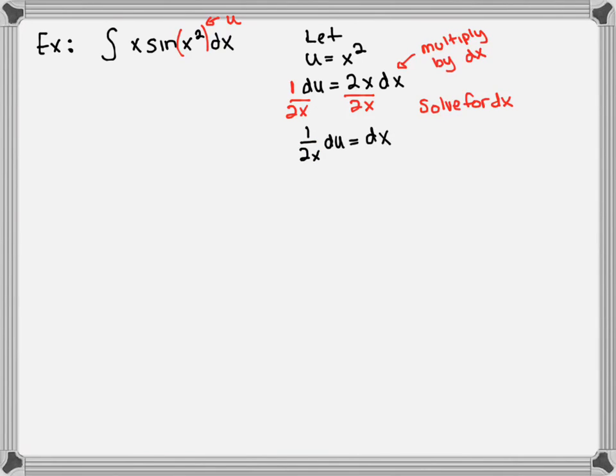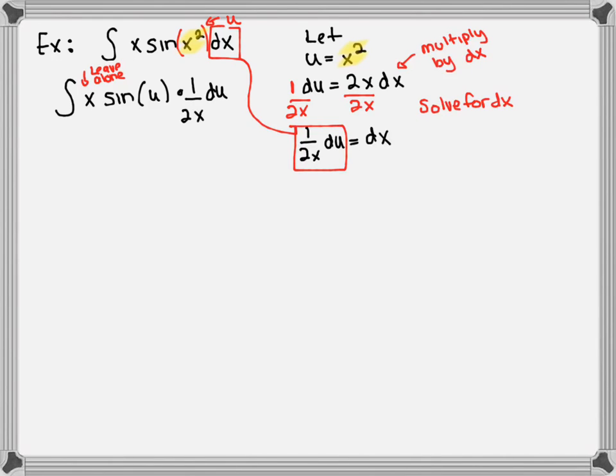So I'm going to go ahead and substitute everything back into my equation. I'm going to leave the x alone because I'm not going to substitute that. So we're going to have sine of u because we're substituting u for x squared. And instead of the dx, I'm going to write 1 over 2x du. So notice my x's are going to cancel out, and I'm left with 1 over 2 sine of u du.